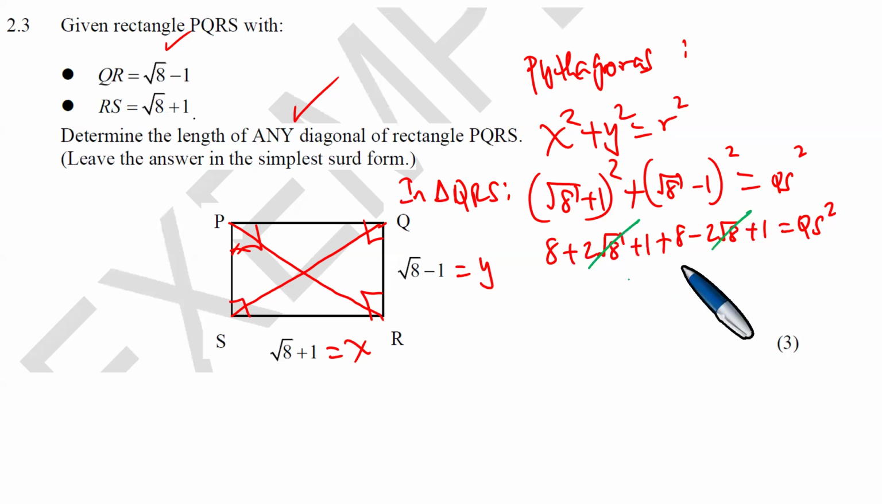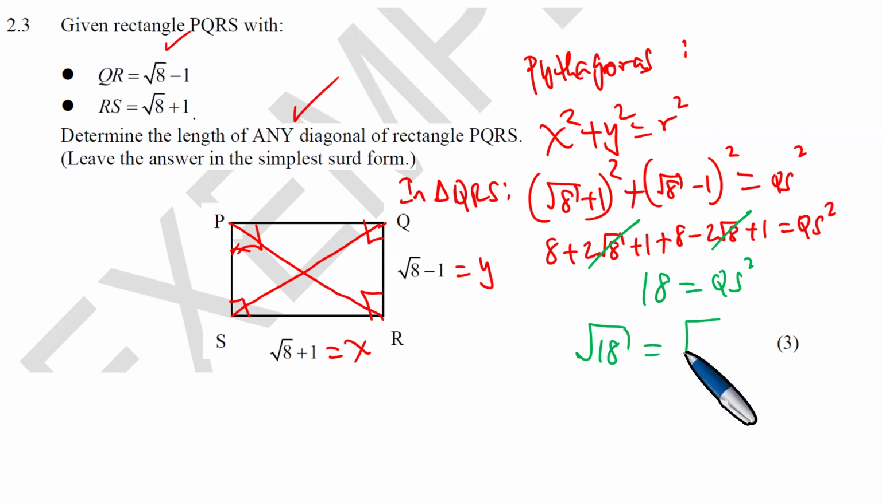These guys cancel out. 8 plus 8 is what? It's 16. And 16 plus 2 is what? It's exactly 18. So 18 equals QS squared. Okay. Now, what then are we able to achieve out of this? We square root the left, but we also square root the right-hand side. Upon careful examination, we have the following.